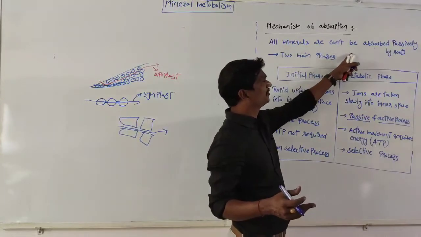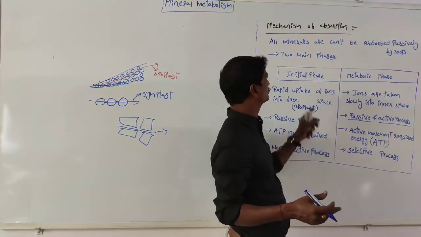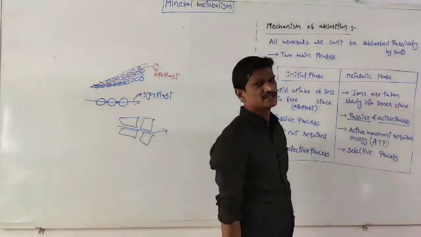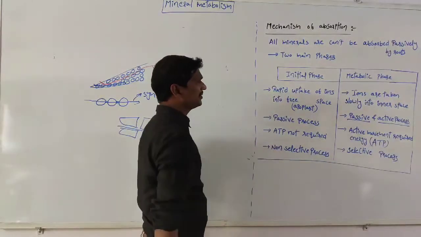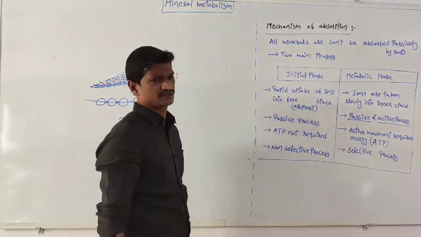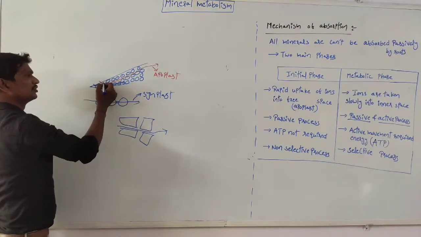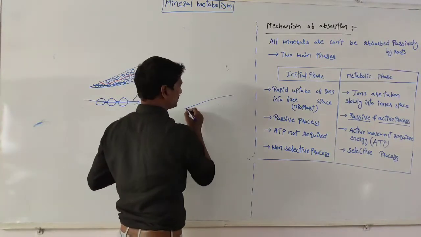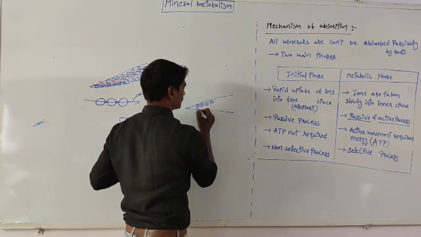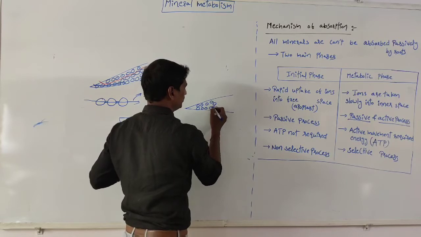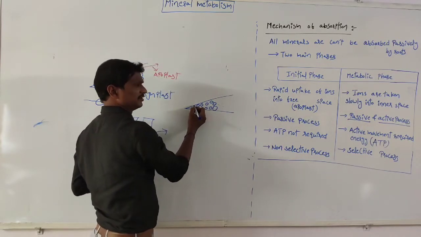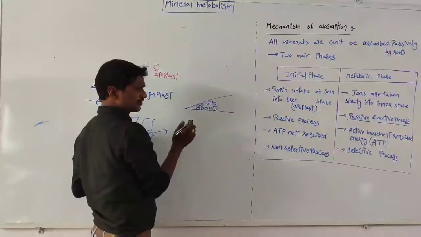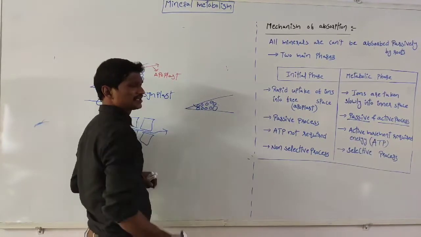See, all minerals cannot be absorbed passively by roots. Mainly two phases are there. One phase is called the initial phase, the other one is called the metabolic phase. See, rapid uptake of ions into free spaces. This is the root hair. There are cells there, right? Between the cells, or between the adjacent cell walls, there are free spaces. Into free spaces, rapidly the minerals are absorbed.